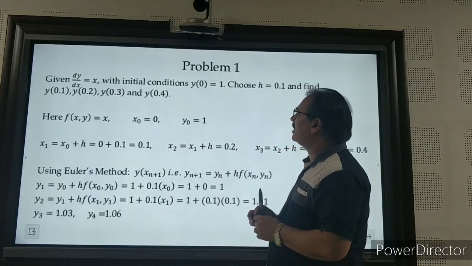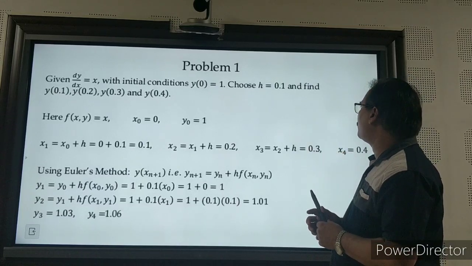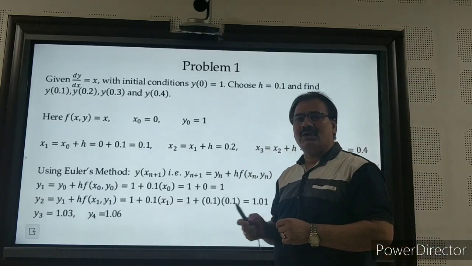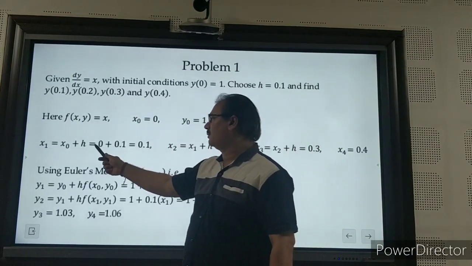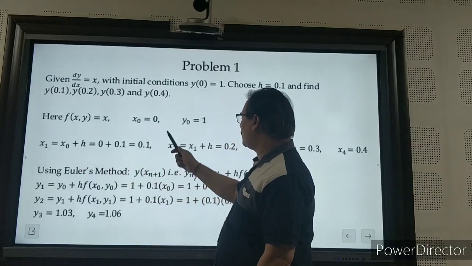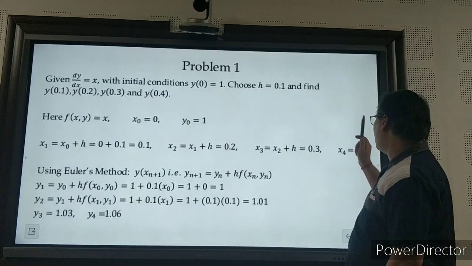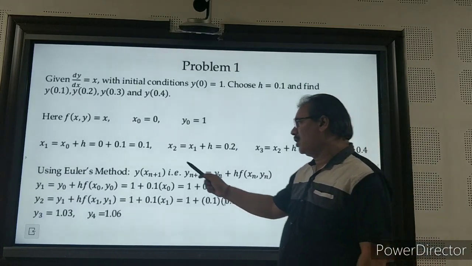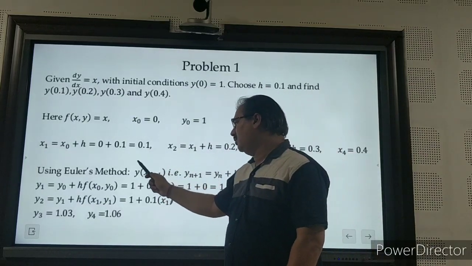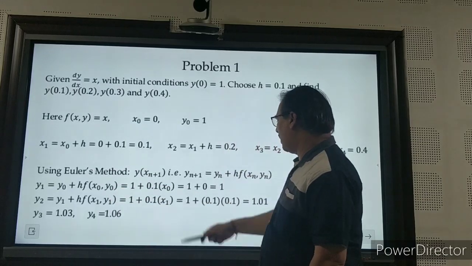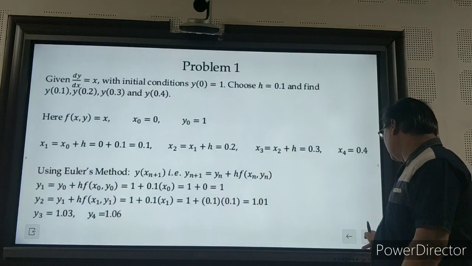So dy over dx is equal to x, with the initial condition y0 equal to 1. Here you may choose h equal to 0.1 and find all the values. Here f of x, y is x, x0 is 0, y0 is 1, x1 is x0 plus h, the first ordinate, that is 0.1, x2 is x1 plus h, that is 0.2, x3 will be 0.3, and x4 is 0.4. Now by using Euler's method, this is the formula, and with this formula you will get y1, y2, y3, y4, every value if required.